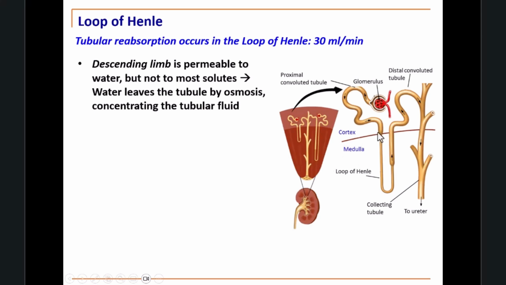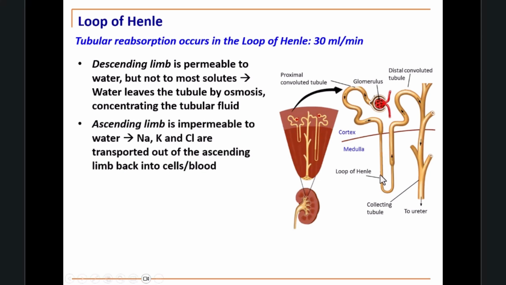So looking at this loop of Henle, the descending limb is permeable to water, but not to most solutes. So therefore, water leaves the tubule by osmosis. Okay, so concentrating the tubular fluid. So water is leaving, coming into the medulla, okay, and that means what's left in the loop of Henle, or the descending loop of Henle, is becoming more concentrated.